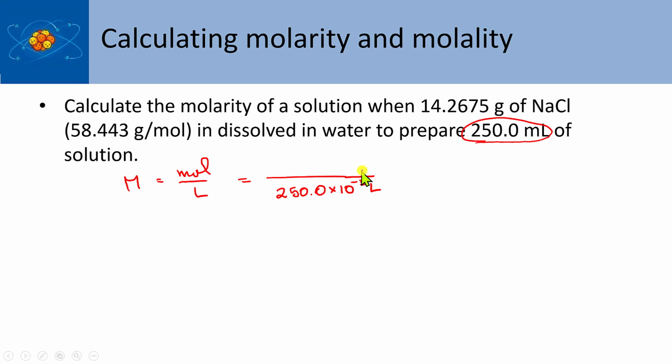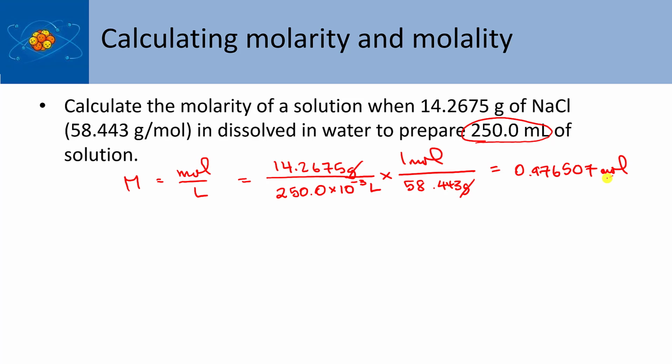And then now we need to calculate the moles represented by 14.2675 grams. So if I take 14.2675 grams and I want to convert that into moles, I just need to divide by the molar mass, which is given, 58.443 grams for every 1 mole. And that gives us a concentration of 0.976507. It goes on for quite a while, moles per liter.